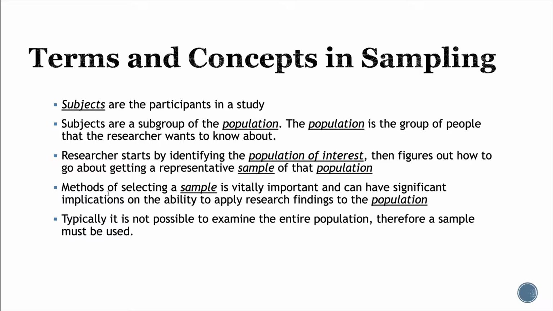So when you're reading different studies, please make sure you're thinking about, hey, is this sample really representative of that population? Have we tried to control for as many factors as possible? Typically, it's not possible to examine the entire population, therefore a sample must be used. However, we do see some studies where the population is so limited that they can study nearly all of the population, but that's fairly uncommon.